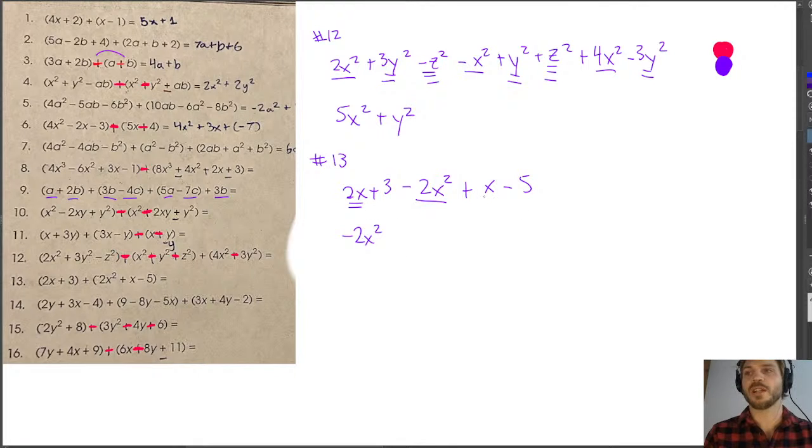Now let's do our x's. This is the next degree. This is actually x to the 1. Nobody really tells you that either. So 2x plus x's plus 3x. And then we've got 3 minus 5 is negative 2.